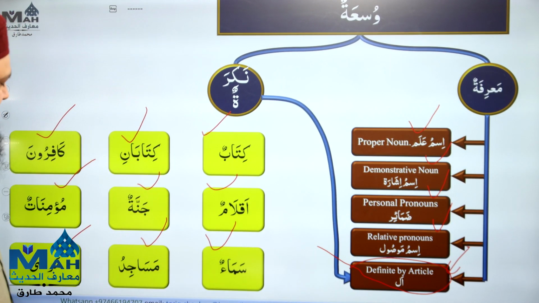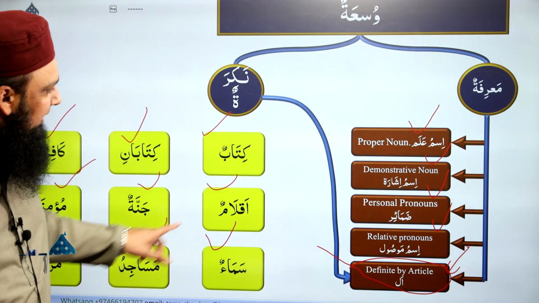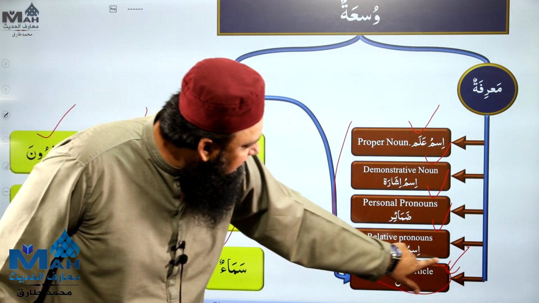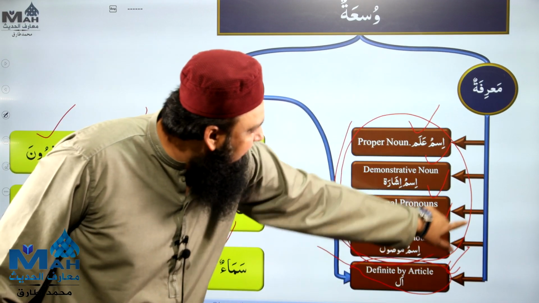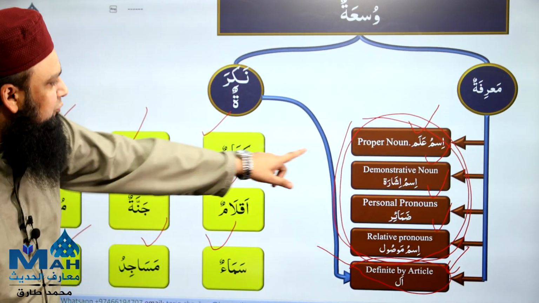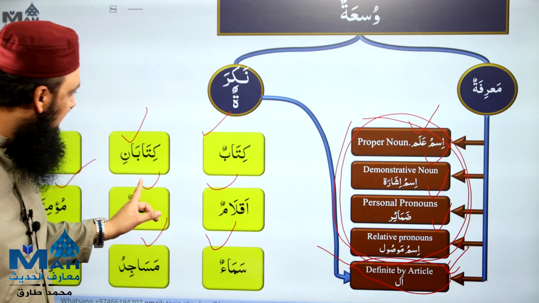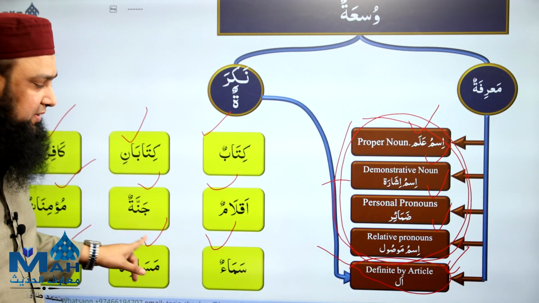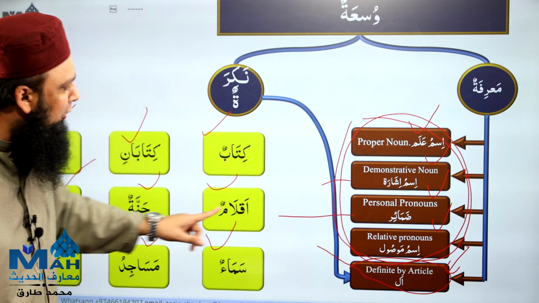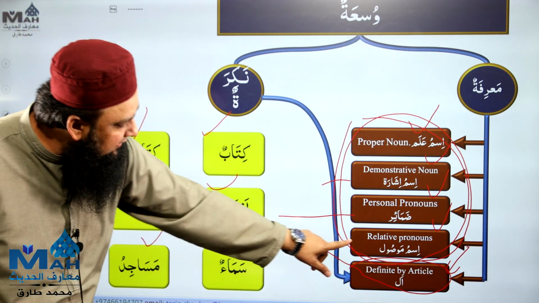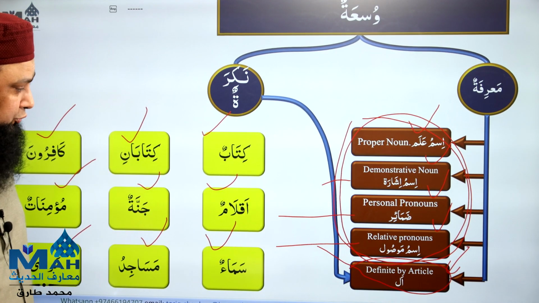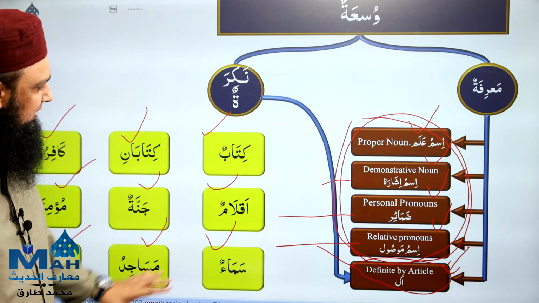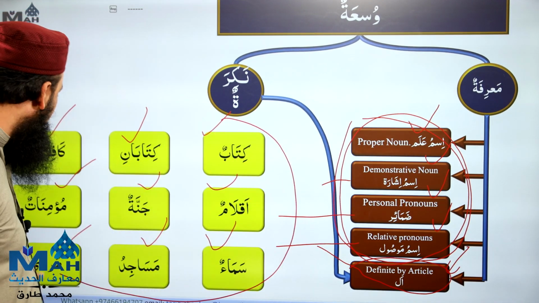If you check all these nine nouns, none of them falls in these four categories. None of them is ismu alam, proper noun. None of them is ismu ishara, demonstrative noun. None of them is personal pronoun. None of them is ismu mawsool. And what we will do now, this is considered nakira.